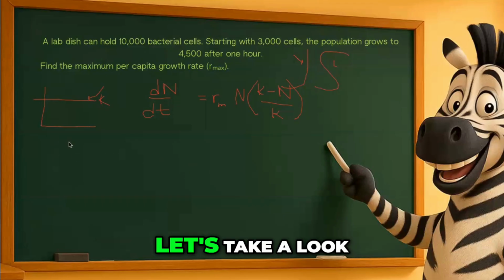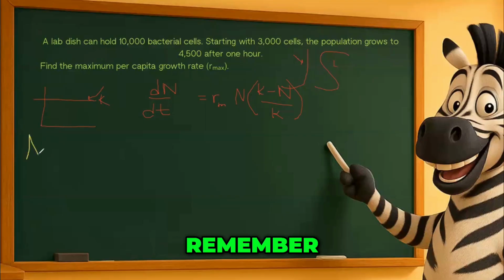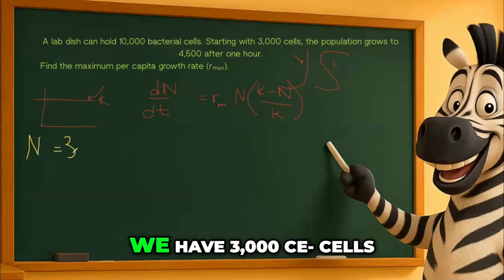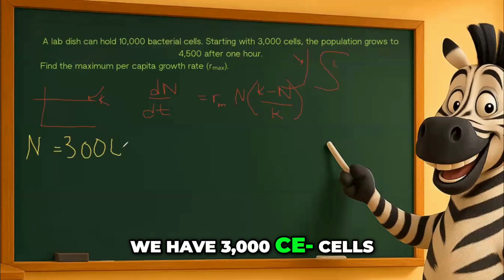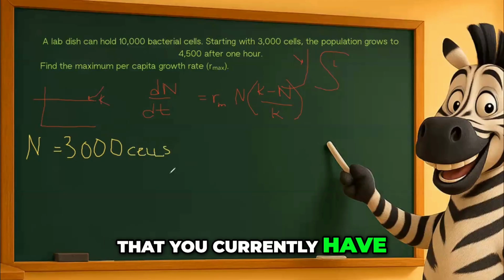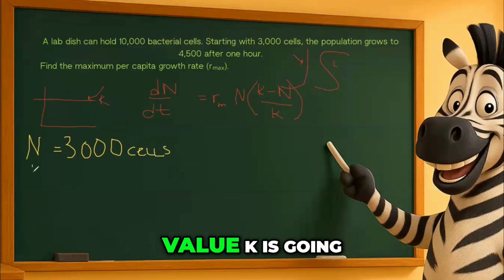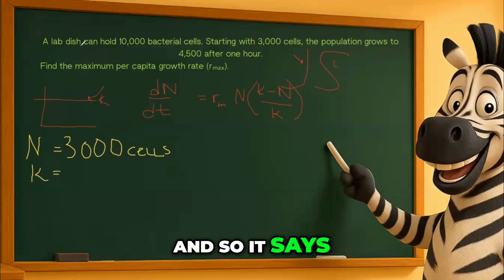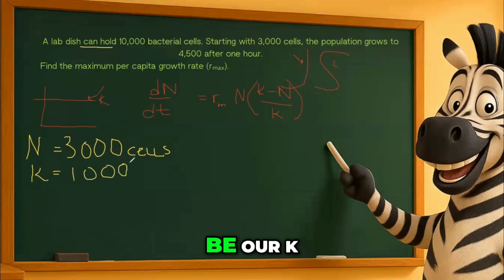So first, let's take a look at our value of N. Remember, N is going to be your starting point. In this case, we have 3,000 cells. So that's the population that you currently have. You also note the value of K is going to be what it can hold, its maximum capacity. And it says that it can hold up to 10,000. So that's going to be our K.